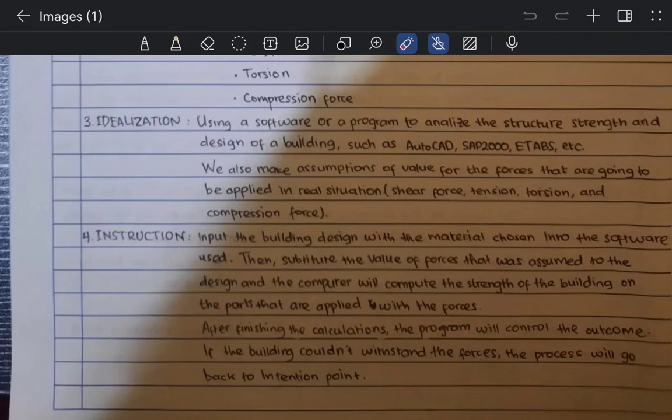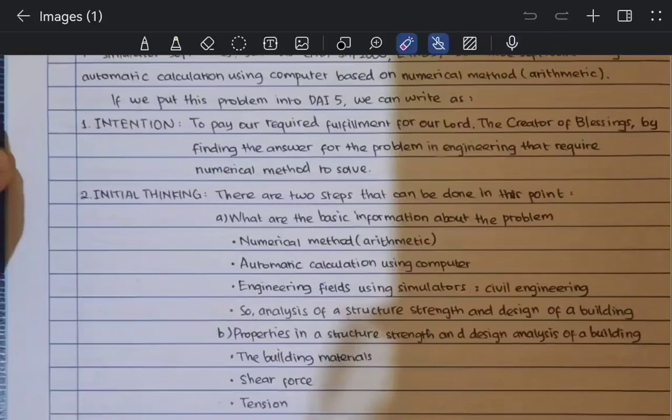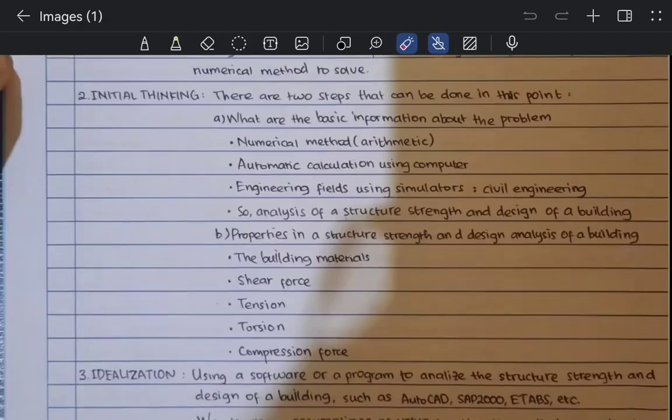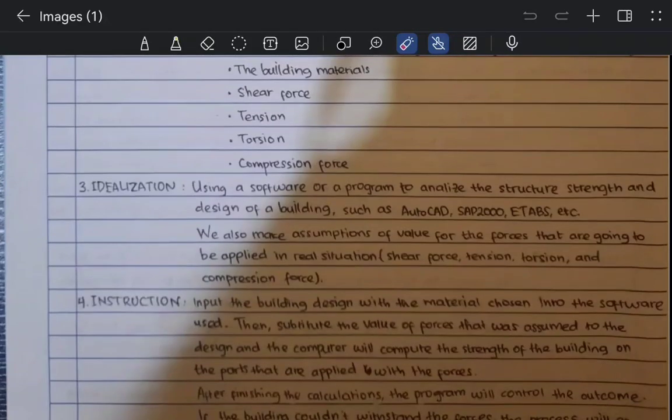If the building couldn't withstand the forces, the process will go back to the intention point, because we will have to do this whole DIE 5 thing again. So the intention will still be the same, but on the initial thinking, idealization, and instruction, we will have to rethink about the choices that we made again.